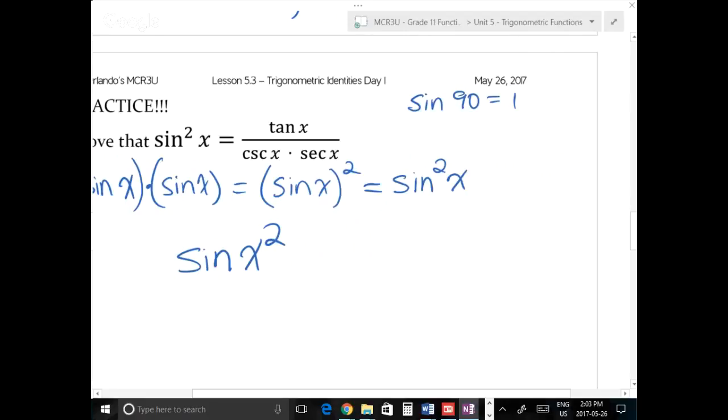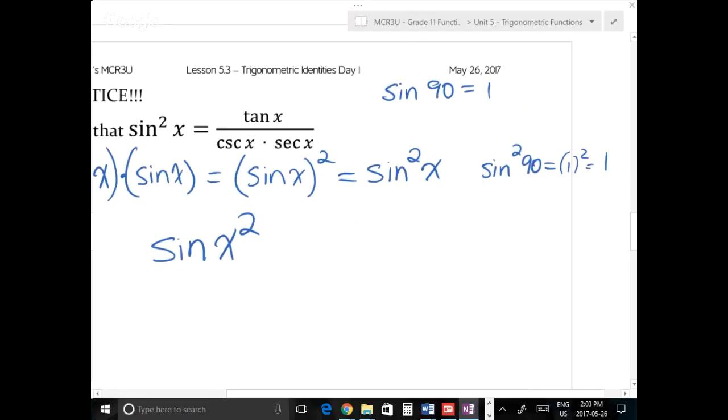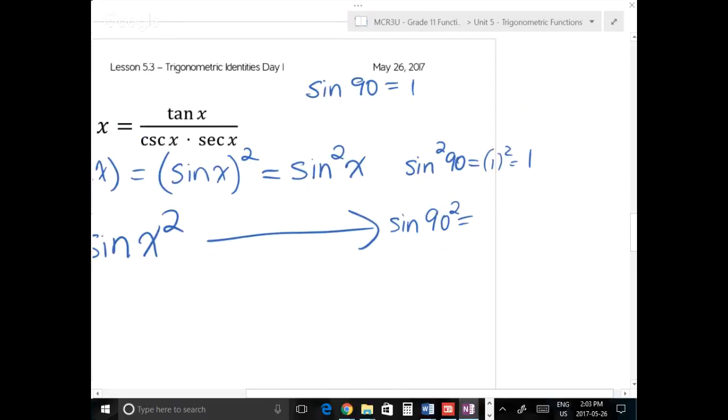So let's say we did that here. Sine squared of 90 means take the sine of 90, which is 1, and then square it. So that would be 1 squared, which is equal to just 1. On the other hand, this would mean take the sine of 90 squared. Well, what's 90 squared? 9 times 9 is 81, so this would be 8100. So this would be the sine of 8100. I don't know what the sine of 8100 is.